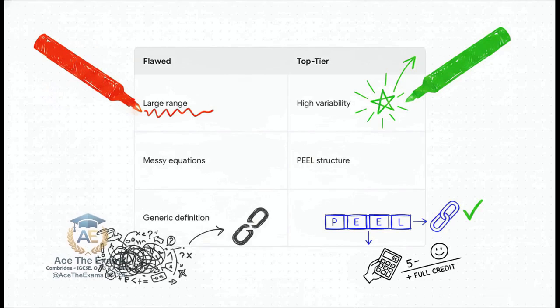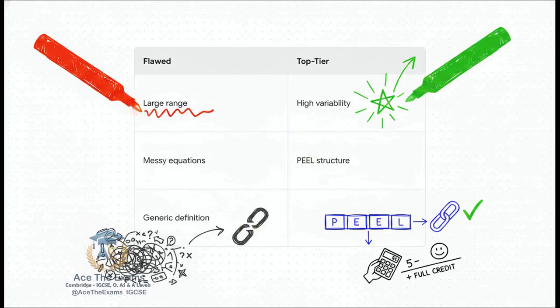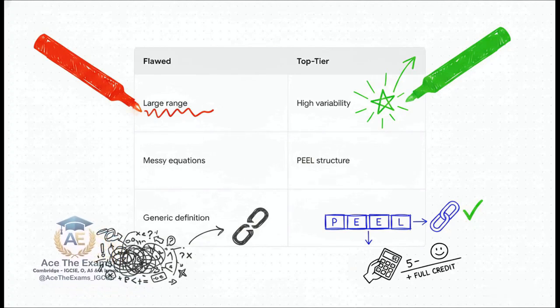Challenge time. Look at this live marking audit table on the screen. Let's spot the penalty. I've got my digital red marker out. A flawed standard answer simply says, the range is large. That is descriptive fluff. Where are my 5 marks going? Nowhere. Now look at the top tier answer.